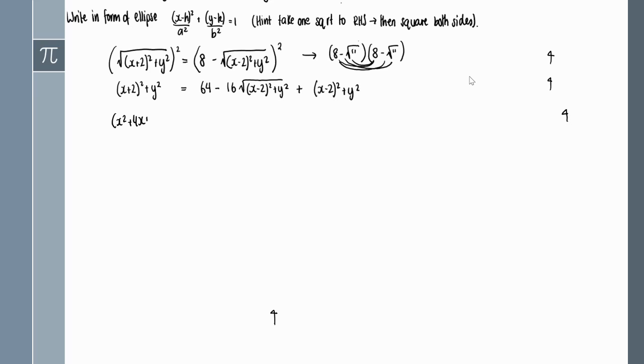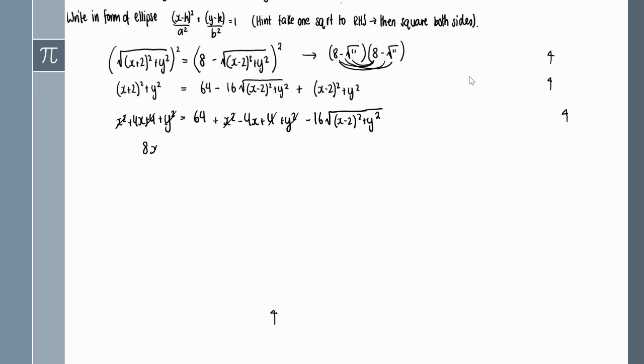Okay, so now what I'd like to do is expand everything and simplify where I can. On the left-hand side, I'll get x squared plus 4x plus 4 plus y squared equals. On the right-hand side, I'm just going to bring the (x minus 2) all squared and the plus y squared in front of my square root, just to make it easier to see a few things. So I have 64 plus x squared minus 4x plus 4 plus y squared. Subtract your square root, so minus the 16, etc. Now it's easy to notice that the x squares will cancel, the 4's will cancel, and the y squares will also cancel out.